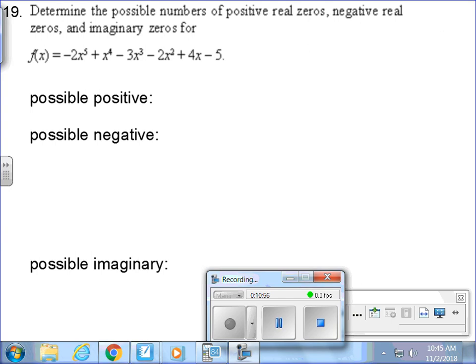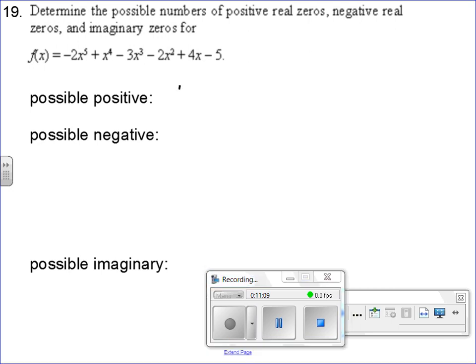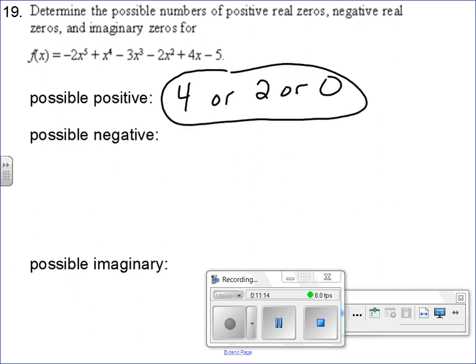Let's count our possible positive solutions. We're going to count sign changes. So when we go from negative to positive, there's 1. Back to negative, there's 2. Then we're negative. Then we're positive, that's 3. And then we go negative, so it's 4. Now don't forget to put 4 or 2 or 0. So you're always allowed to subtract off 2 from all your answers. 4 or 2 or 0.